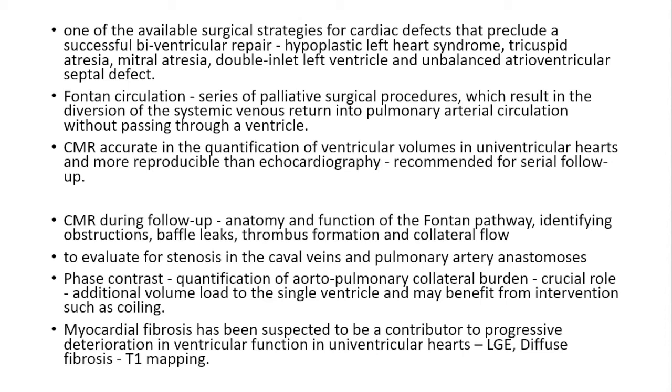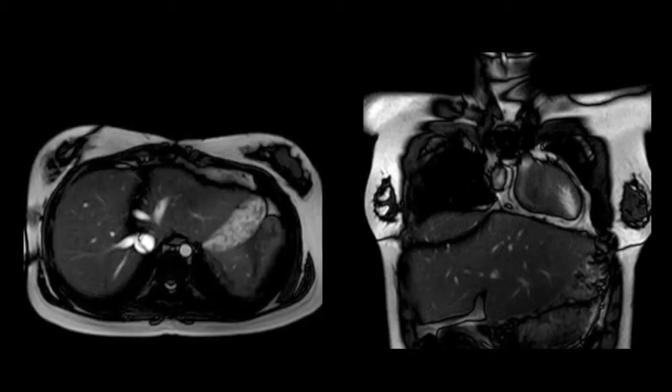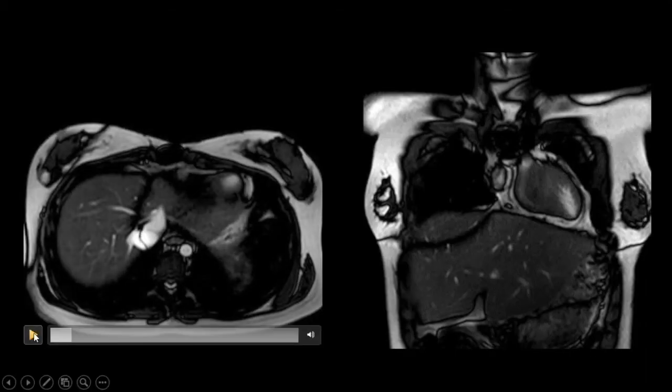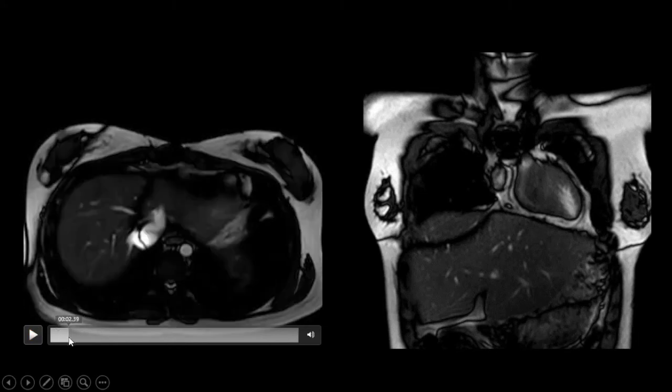Myocardial fibrosis may also cause progressive deterioration in such patients, which we can look for in the delayed enhancement sequences. Diffuse fibrosis we can detect in T1 mapping sequences. This is a post-Fontan surgery case.